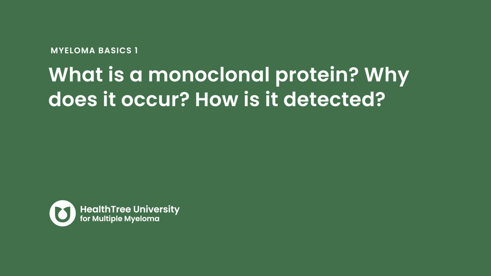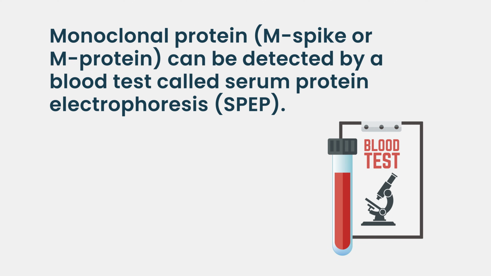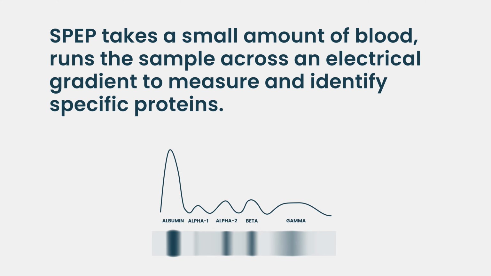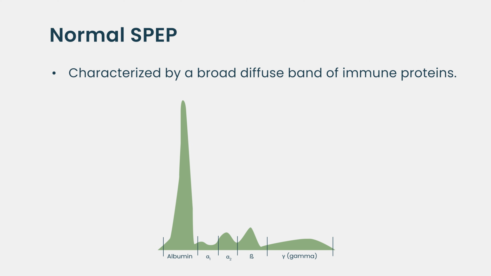What is a monoclonal protein? Why does it occur? How is it detected? So in the blood, we can detect this protein by some chemical properties. Basically, not to go into too much wet chemistry, but we essentially run all of the blood proteins across an electrical gradient, and they separate based on how they travel through it. And you can detect a normal pattern, something called a polyclonal pattern, on a protein electrophoresis.